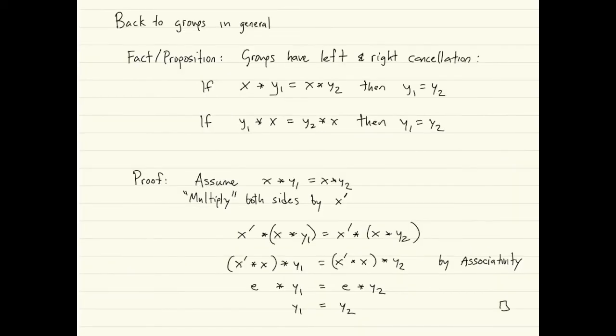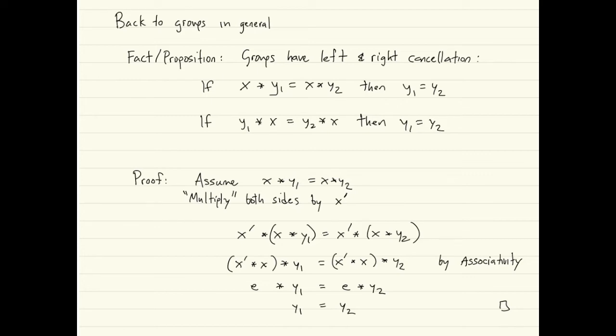Now let's go back to talking about groups in general. So a simple fact or proposition is that groups have left and right cancellation. What does that mean? That means that if x times y1 equals x times y2, again, I say times, but in practice this could be addition or multiplication or other sorts of operations. But anyway, if x times y1 equals x times y2, then we can cancel on the left these x's to get y1 equals y2. So that's what left cancellation means, and analogously, right cancellation.